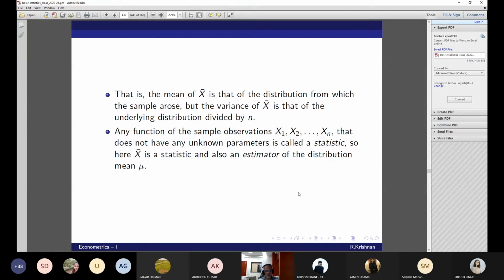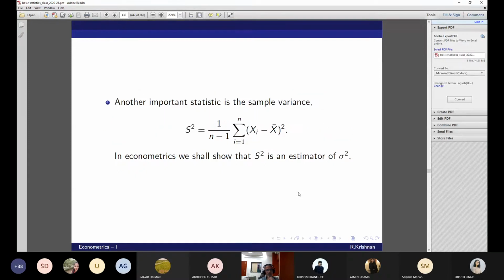Mu is unknown. This is actually mu. It should be this way only. Mu is an unknown variable. An estimator of mu is nothing but x bar, and the resulting estimate is a sample value, the sample equivalent of the unknown parameter mu. All these things we will refine in econometrics. We'll come back to this in econometrics, estimate, and all that.